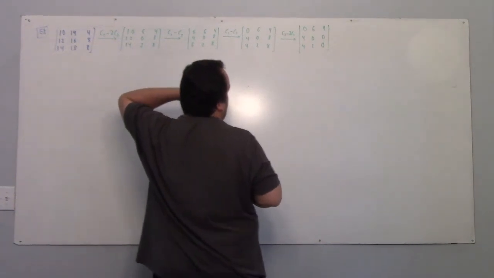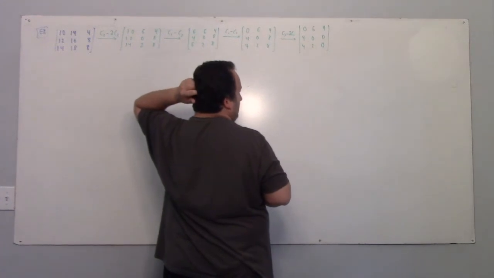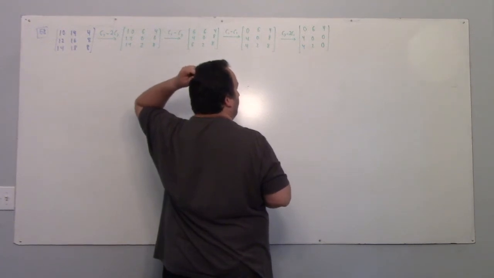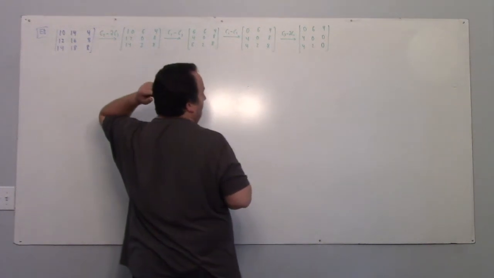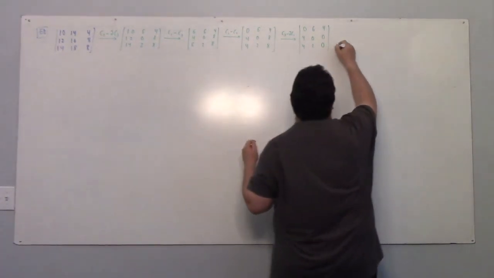Okay, now what are you going to do? Let me make sure. I think what you can do from here is row two. Row three minus row two. Okay.